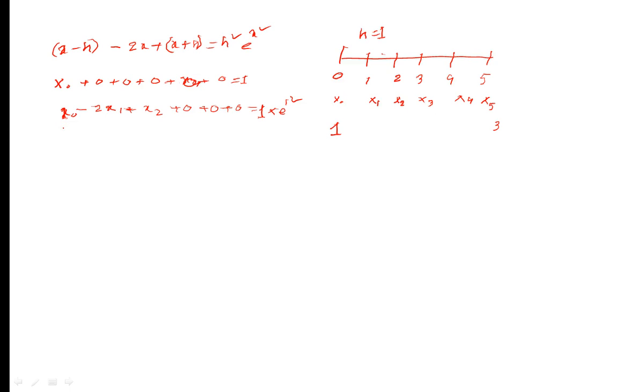third equation. In this case, at point 2, we have to know these points and these points only, and all other points should be 0. So here x naught is 0. We know x naught is 0 plus x1 minus 2x2 plus x3 plus x4. x4 is 0 and x5 is also 0, so it is equal to e to the power 2 squared. 2 squared, because what is the distance here? 1 plus 1 equal to 2, so 2 squared.